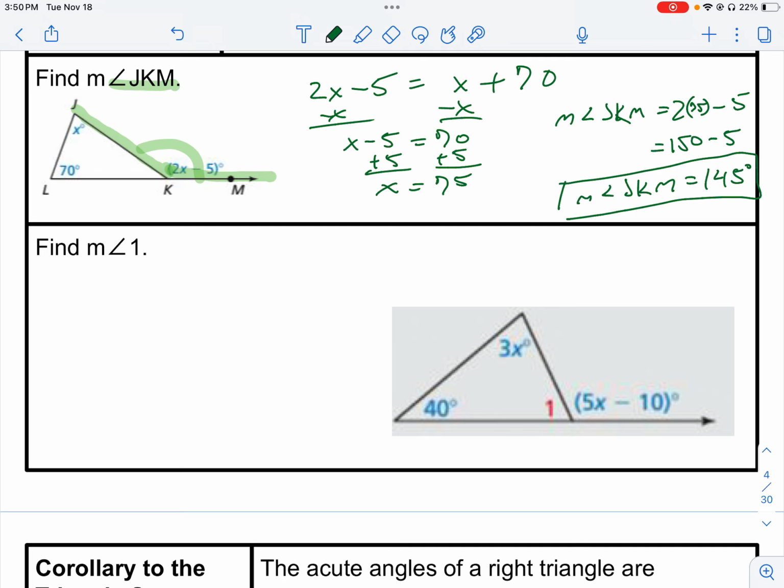So why don't you see if you can find the measure of angle 1? Pause the video, find the measure of angle 1, and then restart it, and we'll see how you did. All right, so what can we do? Well, we know that these two angles are going to equal this angle. That's our exterior angle theorem. So 3x plus 40 equals 5x minus 10.